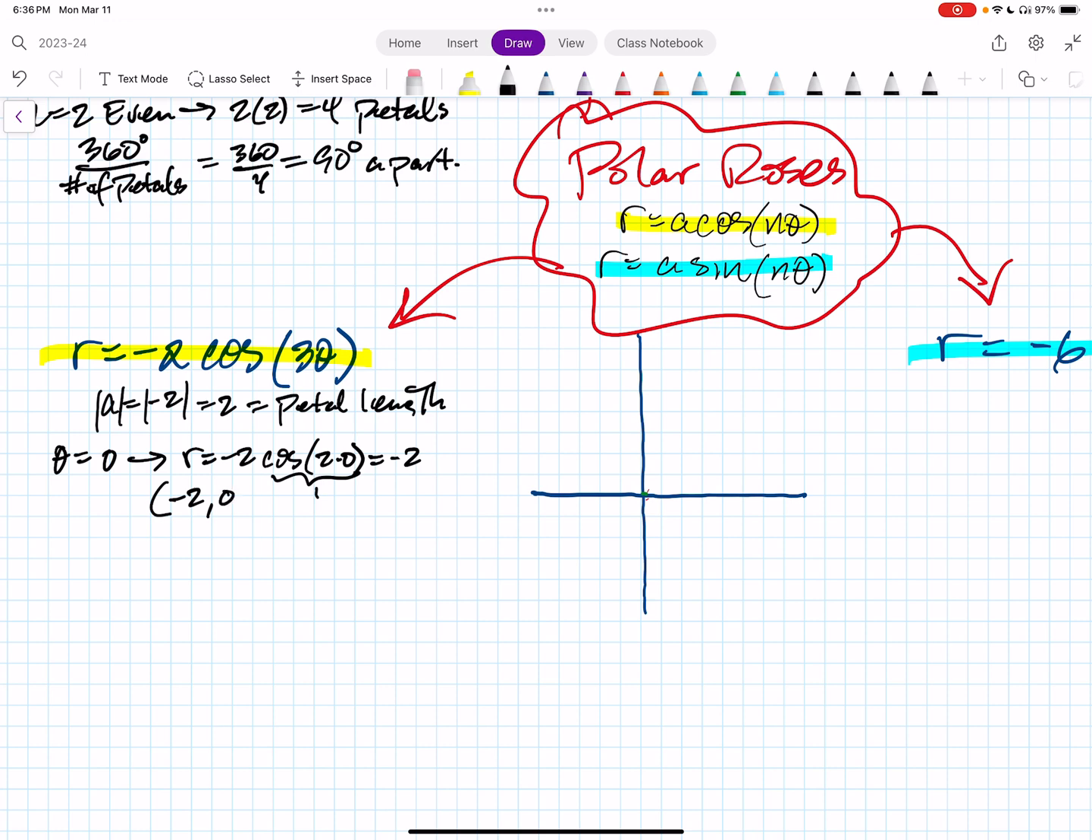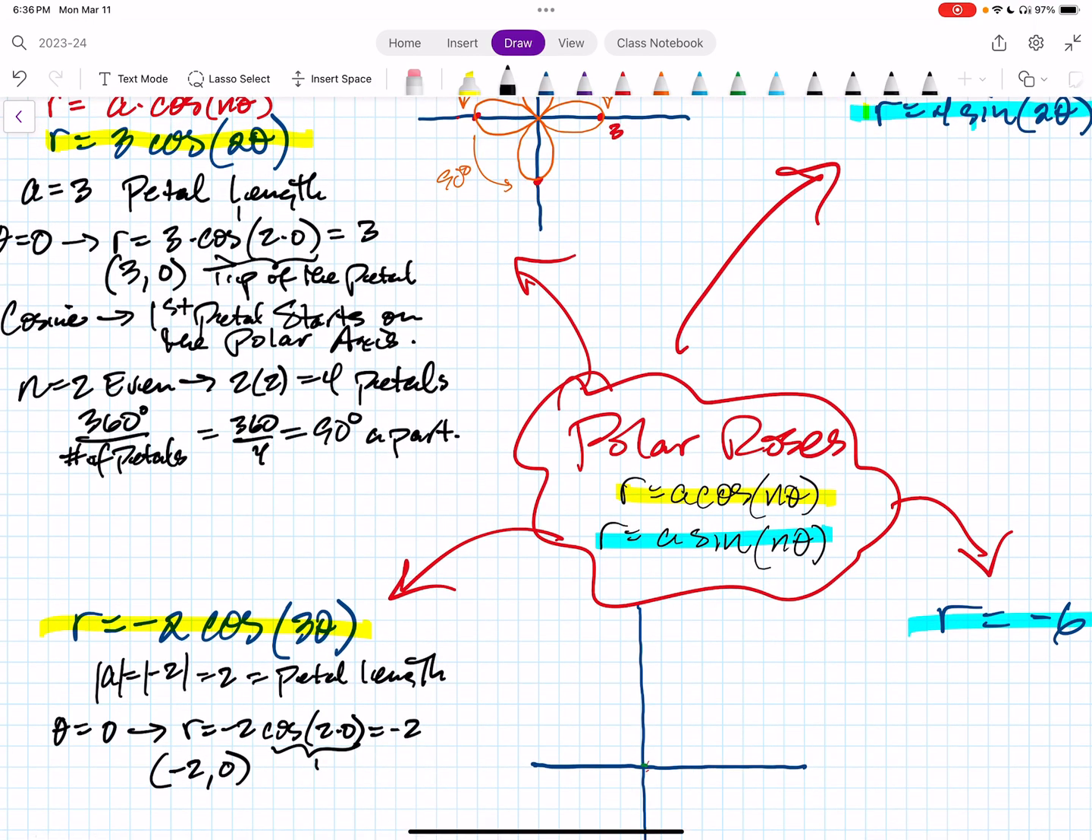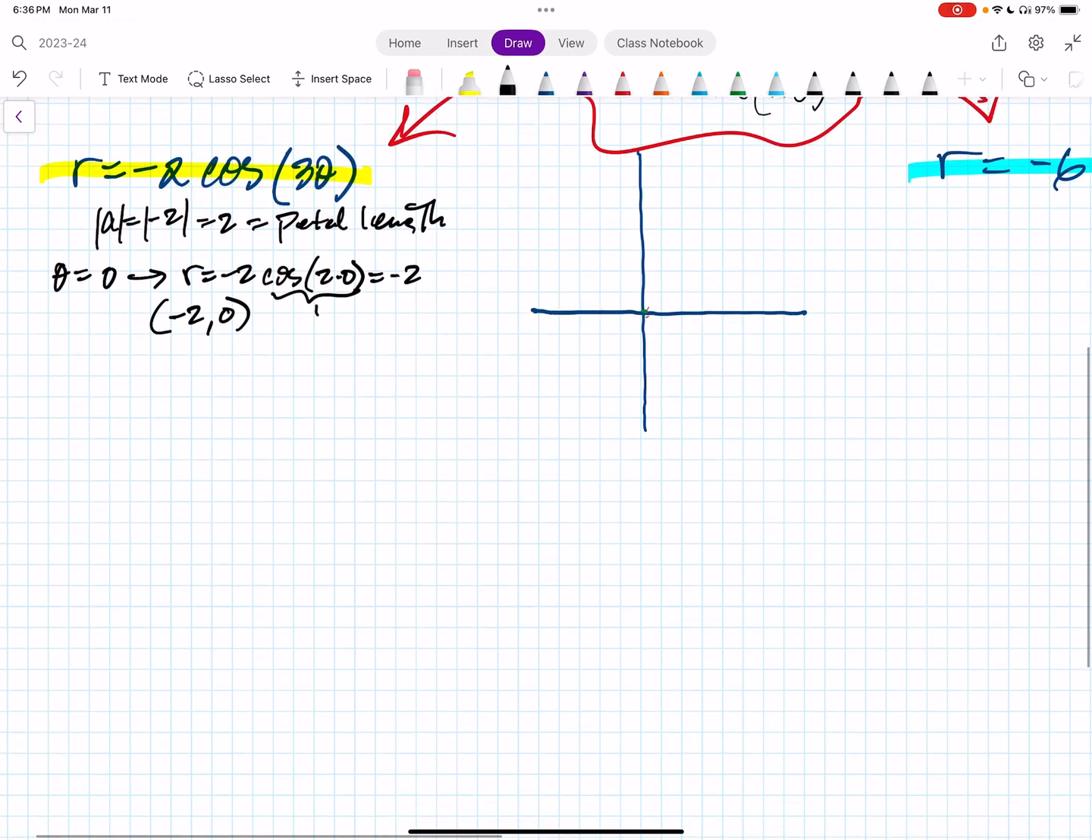So -2 comma 0 on the graph, which tells me that the first petal doesn't start on the right side on the polar axis as the first one here. Okay, it starts on the left side of the polar axis. Okay, so at -2 comma 0, so I'm going to plot over here at -2.